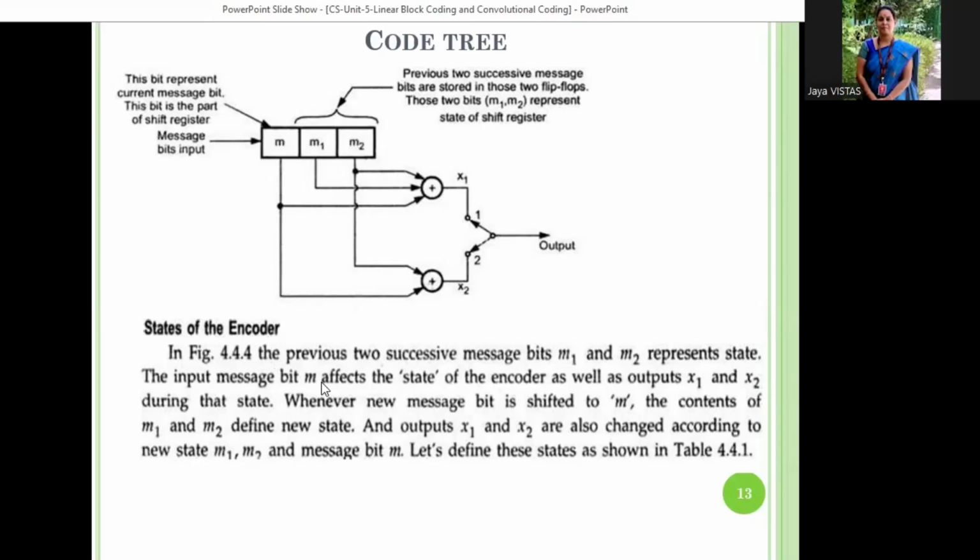The input bits M affect the state of the encoder because we are applying the input bits one by one. In the first shift it moves to M1, in the second shift it moves to M2, so it definitely affects the state of the encoder. Whenever a new bit is shifted into M, the contents of M1 and M2 define a new state, and the outputs X1 and X2 also change. Once you take a shift, the output also changes according to the new state of M1 and M2.